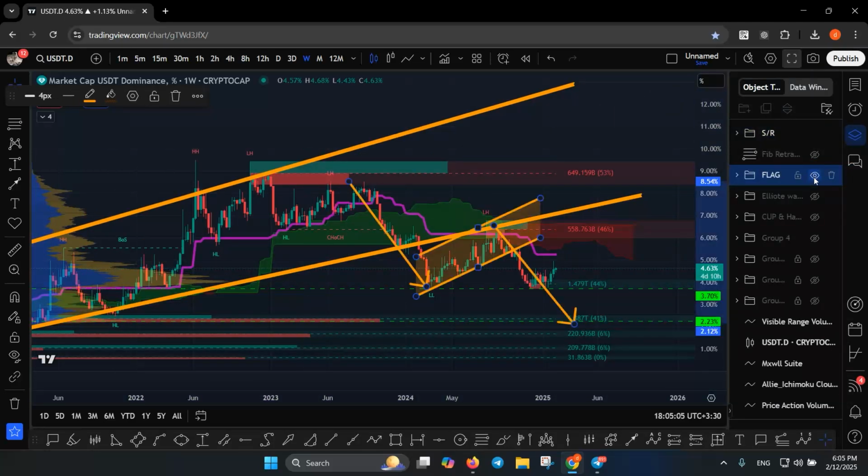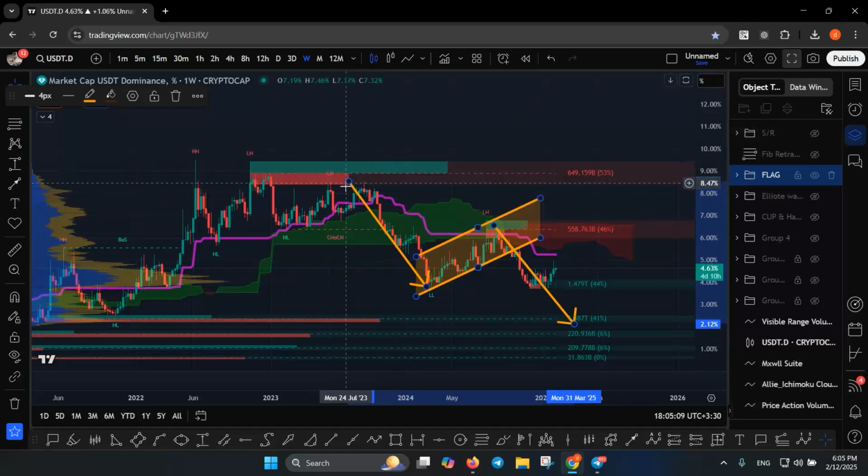Moreover, we have a bearish flag. This could act as a flag for us, and usually in flags, the legs are equal to each other. So again, we see that the possibility to test 2% as our target is high, even based on a classical pattern.